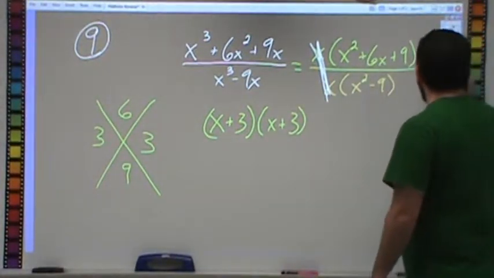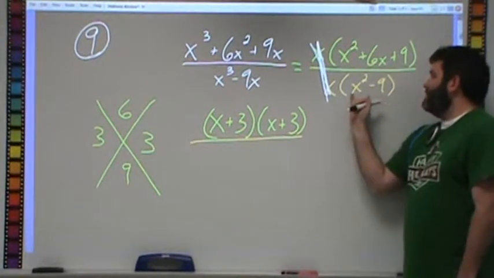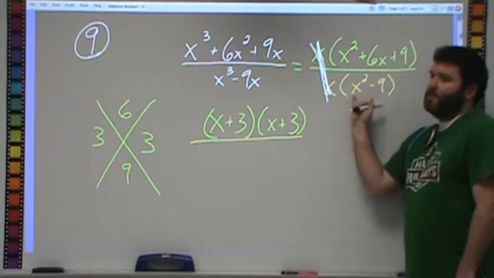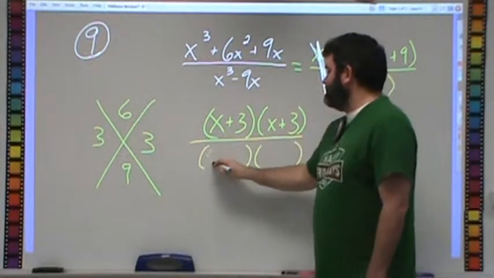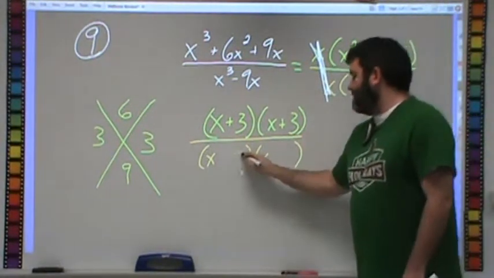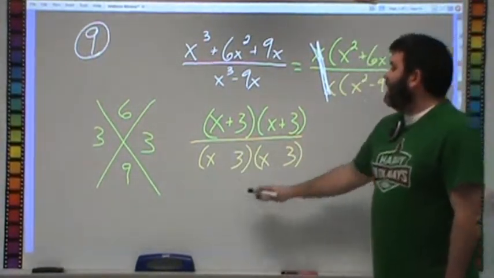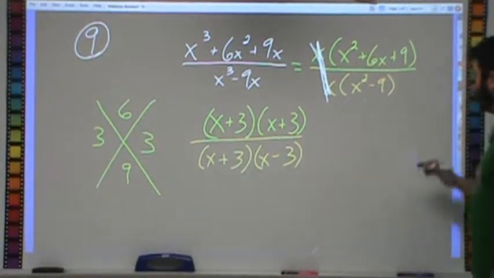Now for my denominator. In the denominator, I pray that you notice that is a difference of squares. And whenever it is a difference of squares, you can split it into what is being squared at the beginning. It's an x being squared. The 9 is a 3 being squared. And one of these gets a plus, the other gets a minus. That's just the rule of difference of squares.